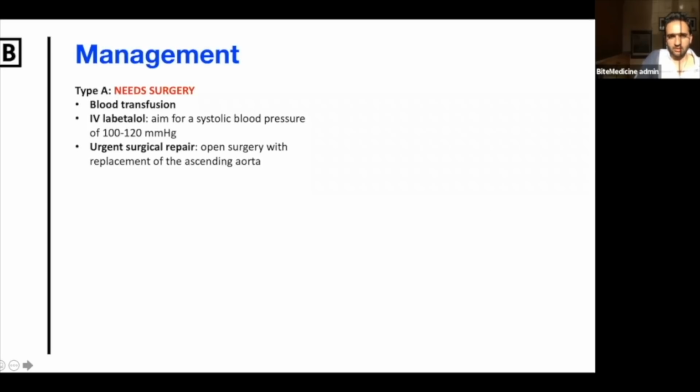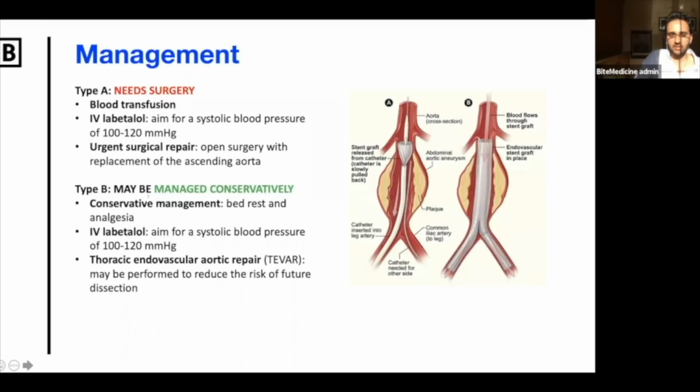Management. So like we said, type A is worse, needs surgery. Type B can be managed conservatively on the whole. The patients with type A will need a blood transfusion. They need to be perioperatively optimized as best as they can, and you need to try and keep them alive. That's your job as a junior doctor, or really any doctor looking after a patient with aortic dissection, to try and keep them alive until the surgeons can see the patient. Now, blood pressure control, this is what I mean by it.